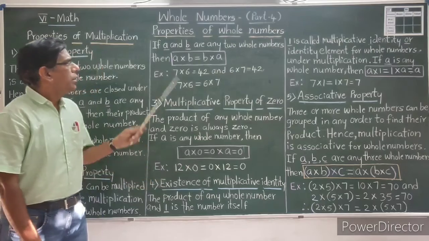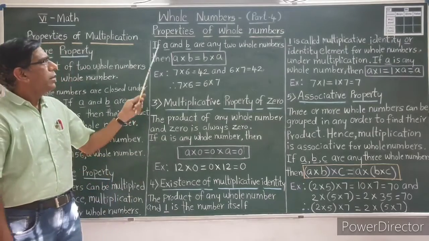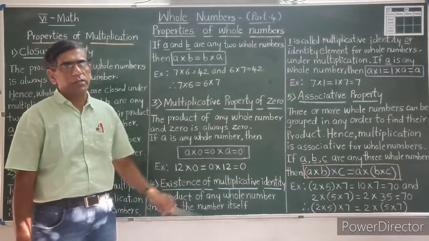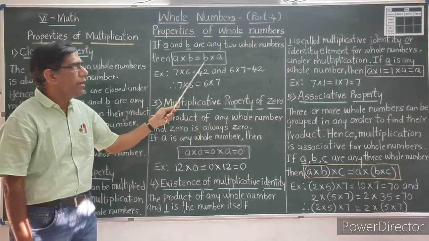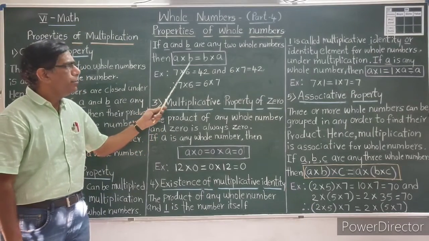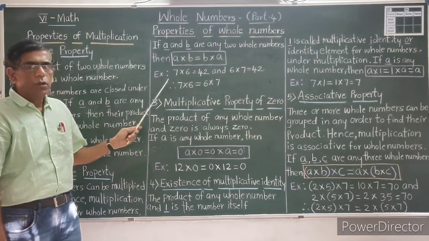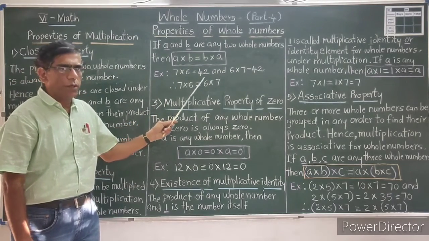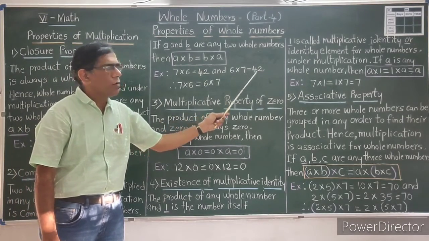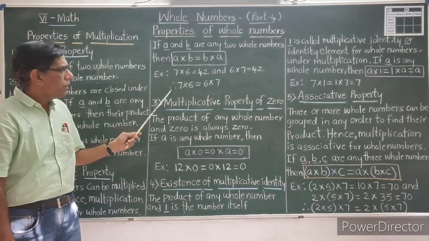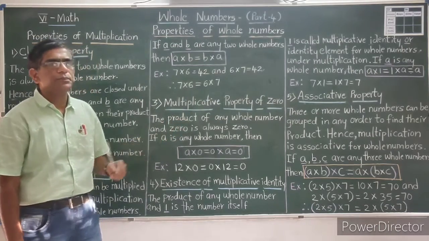If A and B are any two whole numbers, then A into B is equal to B into A. Example, 7 into 6 is equal to 42 and 6 into 7 is equal to 42. Therefore, 7 into 6 is equal to 6 into 7.